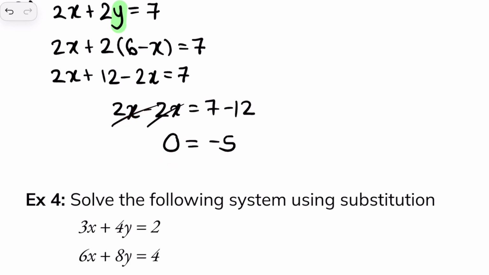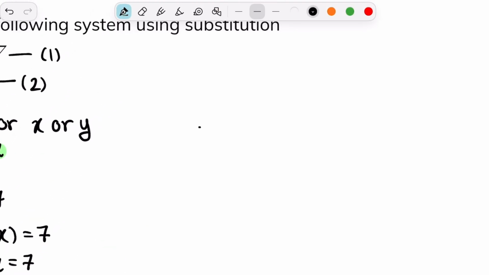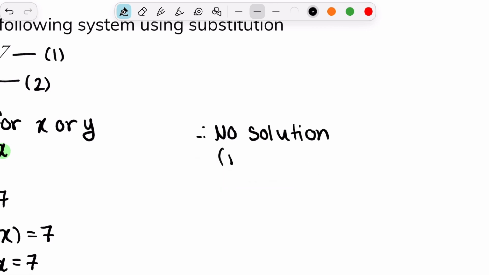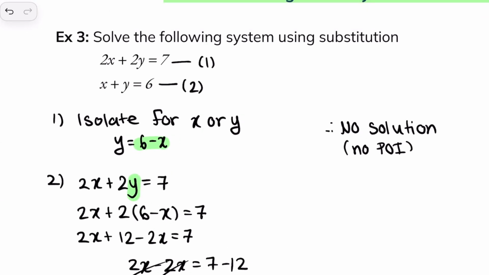Our x got cancelled. So if you come across a situation like this where you get 0 is equal to a number, that means you have no solution. You have no point of intersection, right? No point of intersection. And I didn't compare the slopes and the y-intercepts, right?